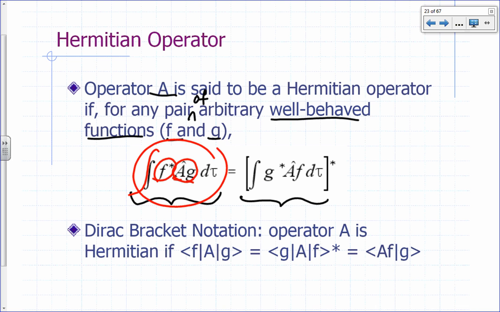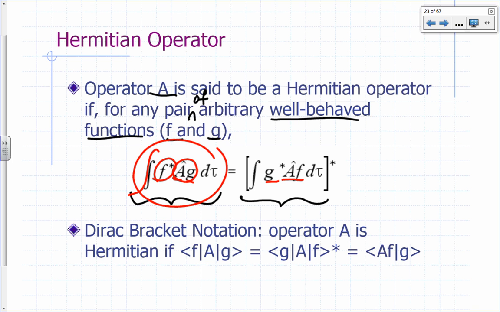And what's the other way? You apply A hat first on f instead of g, and then you multiply it by the complex conjugate of g, and then you take the complex conjugate of the result. If those two expressions come out the same, regardless of what f and g are, then you say operator A is Hermitian.